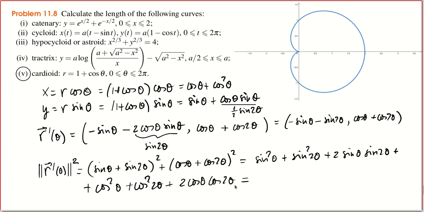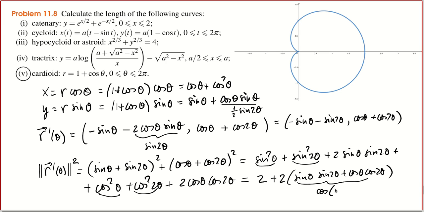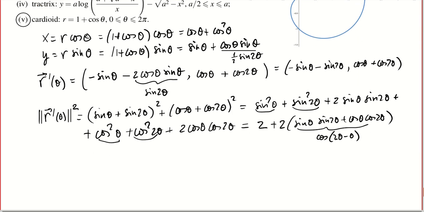Okay. Now you have the sine squared plus the cosine squared, that is 1. Sine squared plus cosine squared is 1 again, so 2, right? And then we have 2 times sine theta sine 2 theta plus cosine theta cosine 2 theta. And this, remember, is just the cosine of 2 theta minus theta, which is the cosine of theta. So what we get here is just 2 times 1 plus cosine of theta, right?